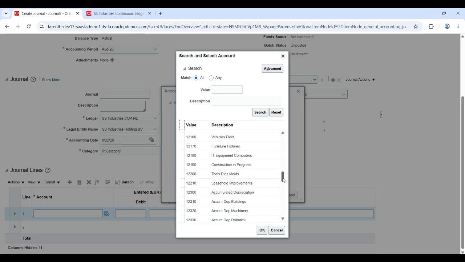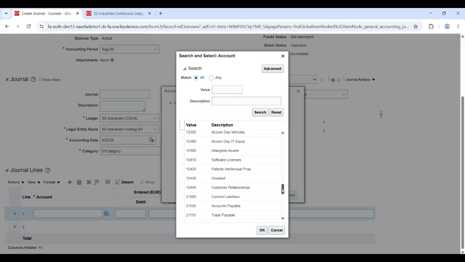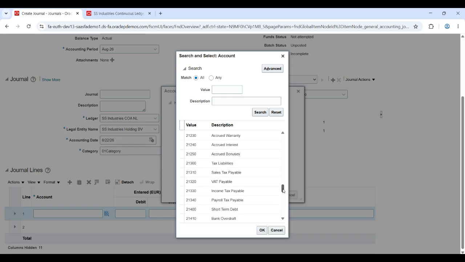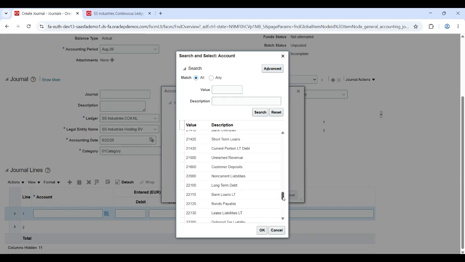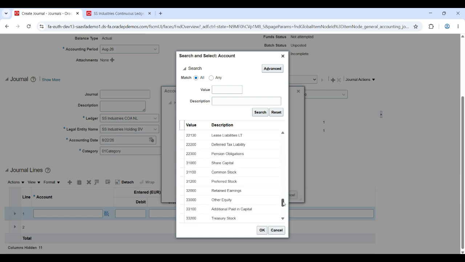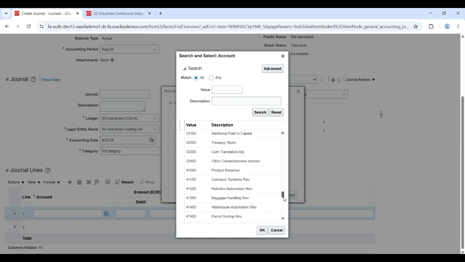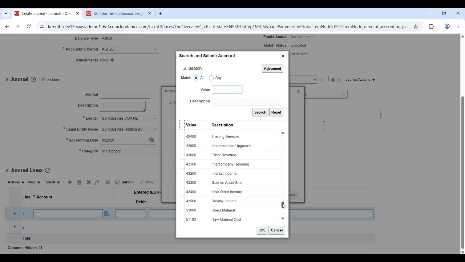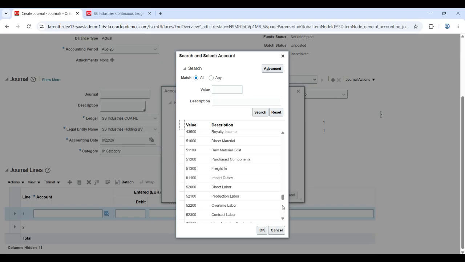These are asset accounts. These are the liability accounts list. These are the owner's equity accounts list. These are the revenue accounts list. These are the expense accounts list.